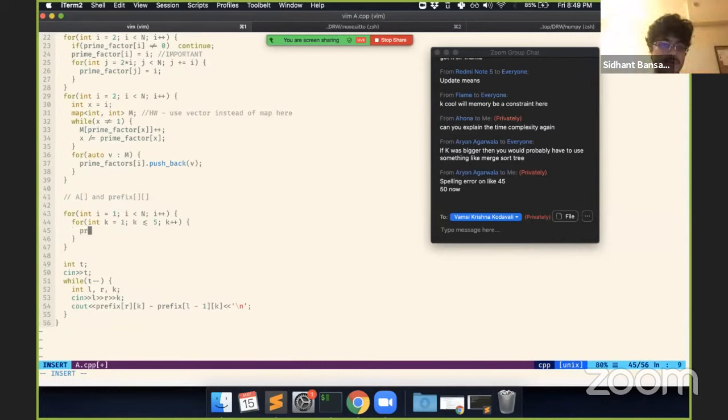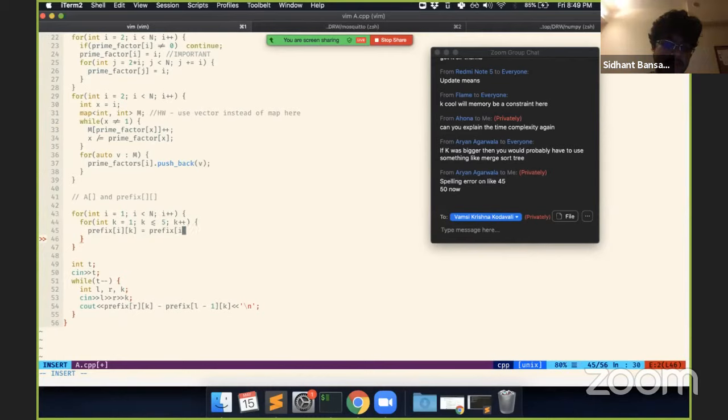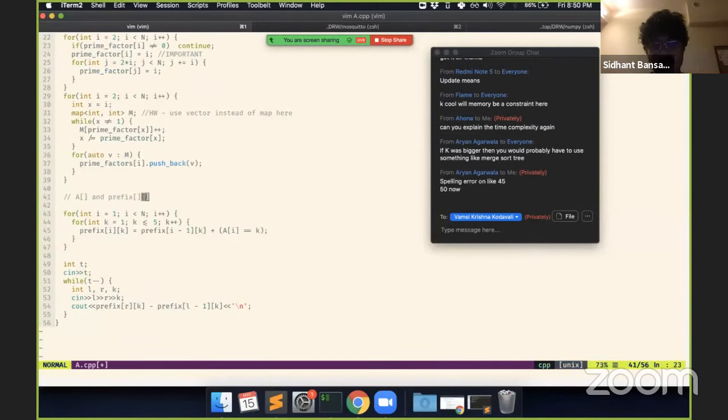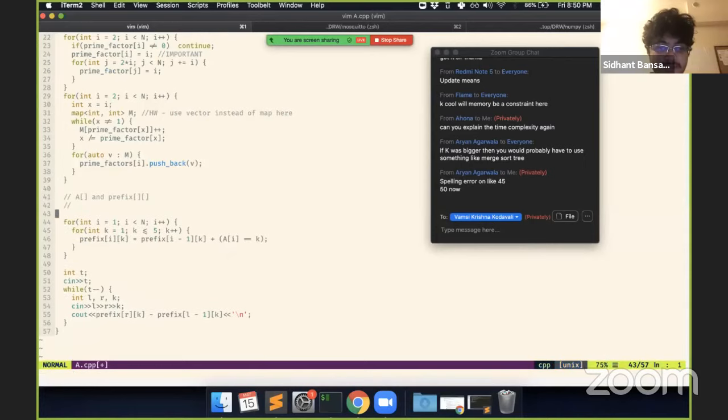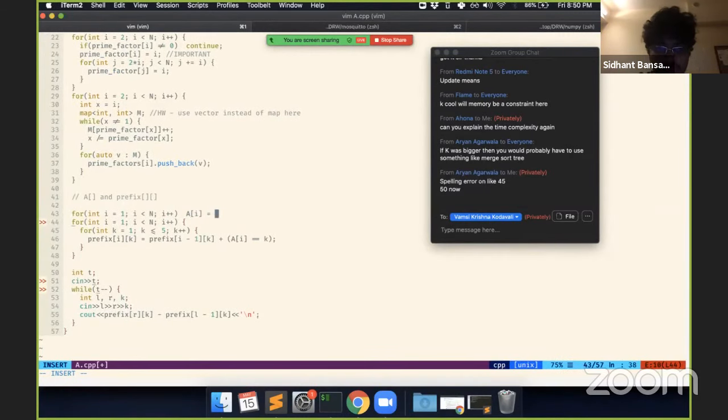So you have this prefix i,k equals prefix i minus 1,k plus a_i equals k. That's it, and you're done. That's how your prefix array is created, given you have the A array. Now, how will you create the A array? a_i is equal to what?